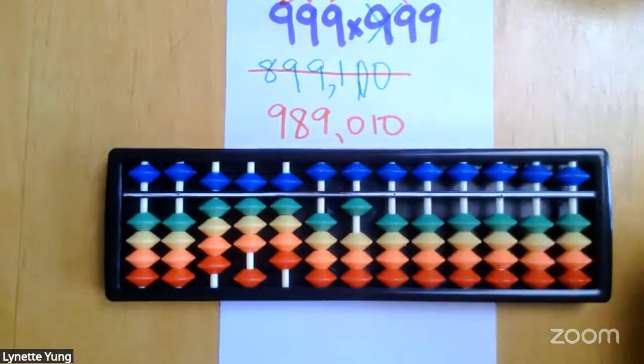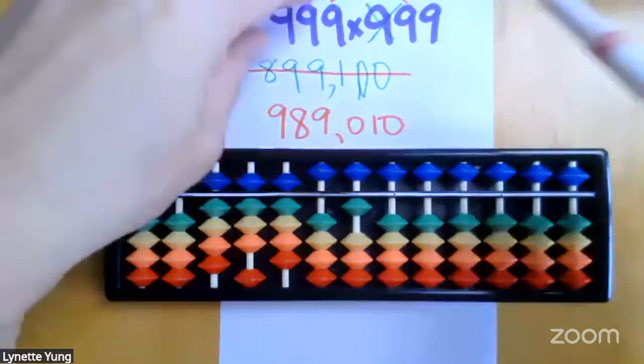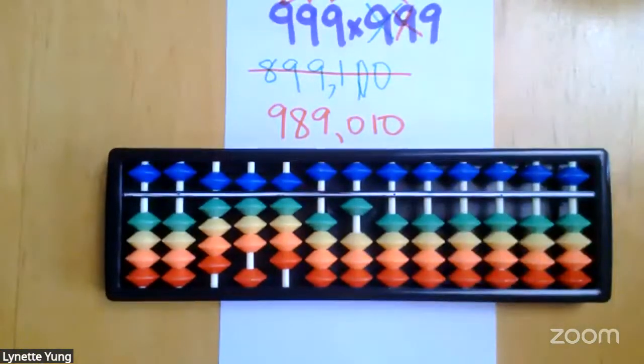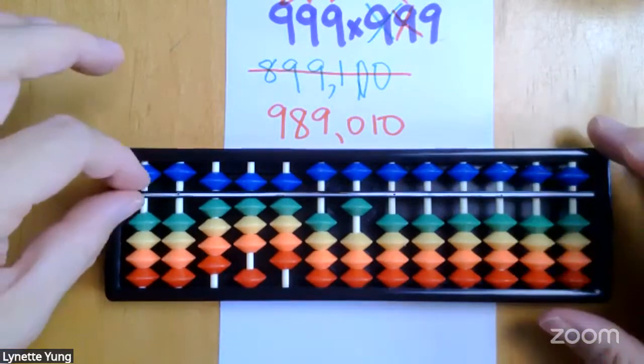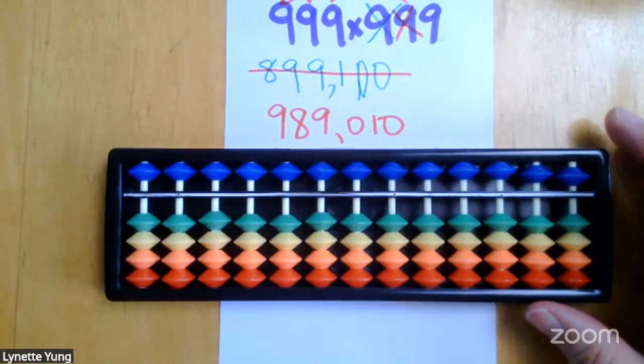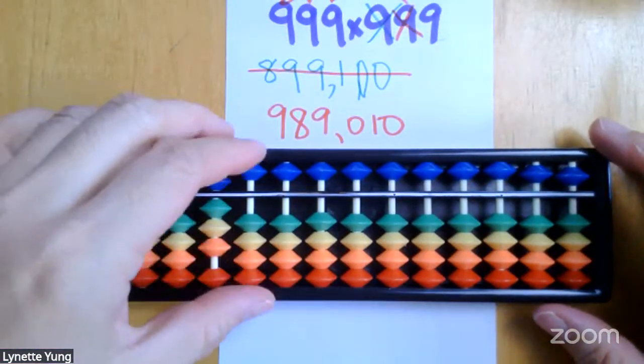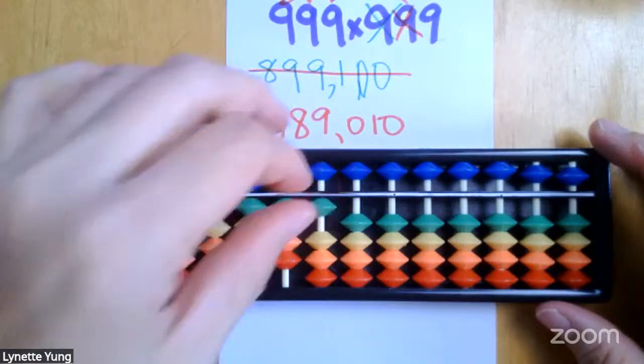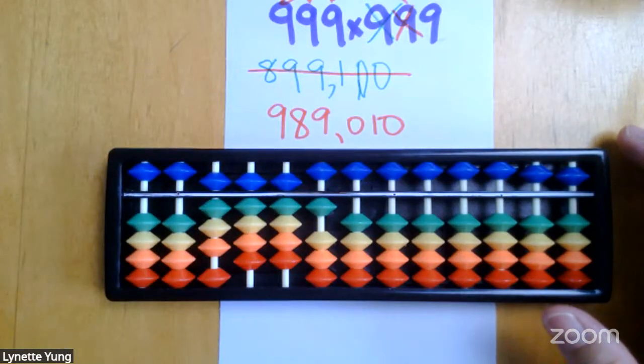989,010. Right. Did you get that, Elisa? No, I did not. Okay, so let's go back. Oh no, I messed up, and I end up doing 99 again. I don't know what I'm doing wrong.